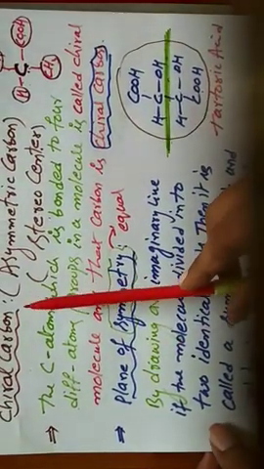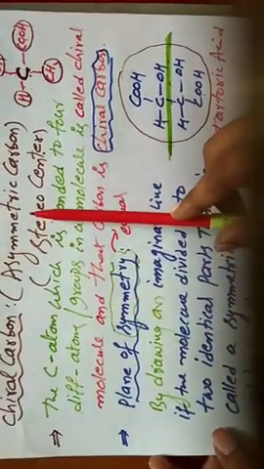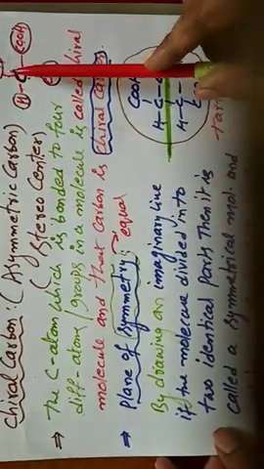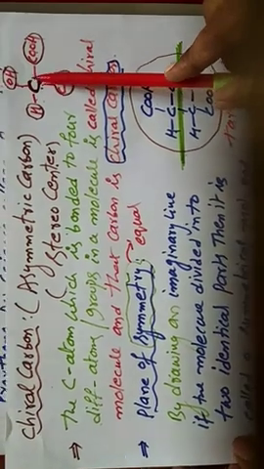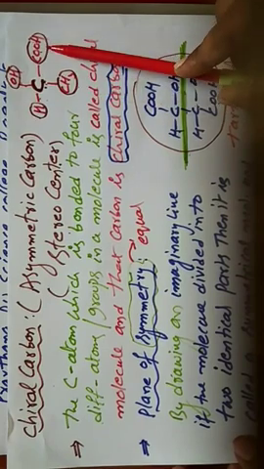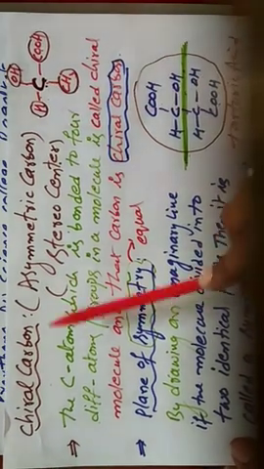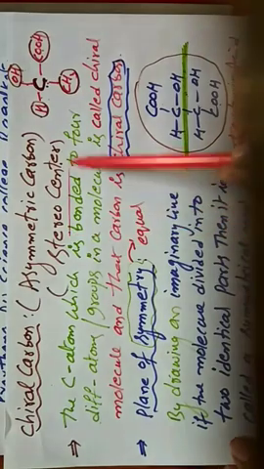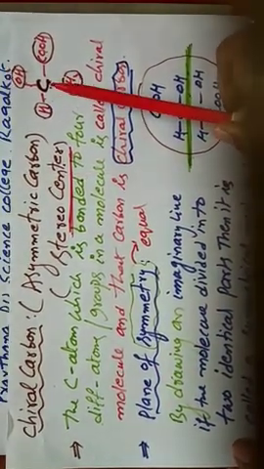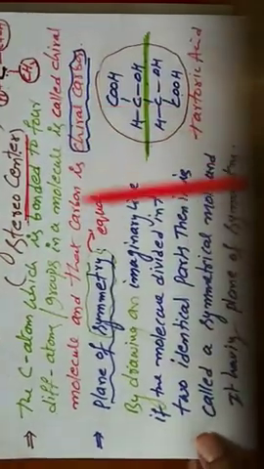Chiral carbon or asymmetric carbon or stereo center means a carbon having 4 different groups or atoms. In this carbon, hydrogen is different, OH different, CH3 different, COOH different. That's why this carbon is a chiral carbon. It is also called a stereo center.